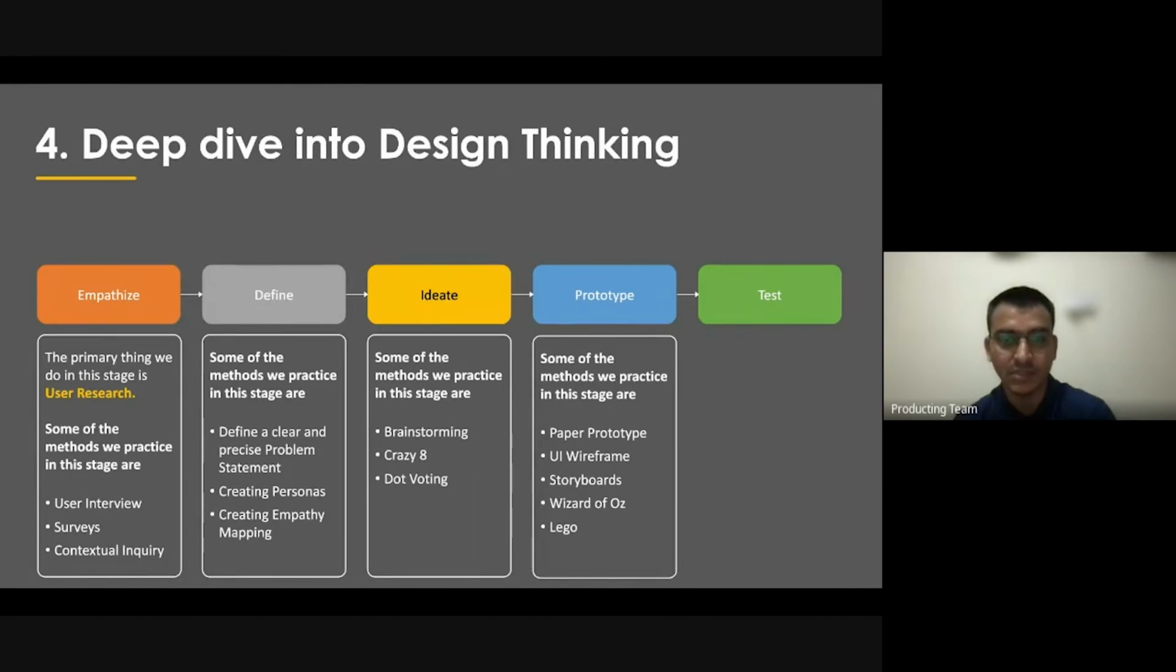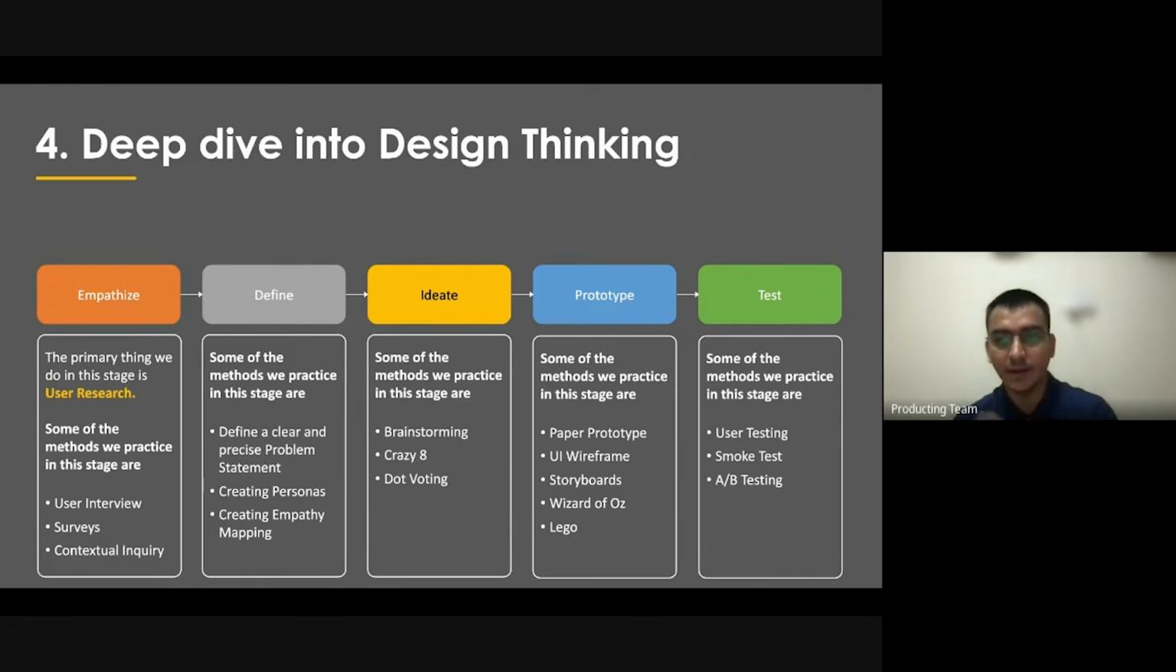You might know about this: UI, wireframes, storyboards, Wizard of Oz, or Lego. Sometimes, when you create a physical product prototype, you can use Lego. IDEO, as I told you, is a global design agency. They use Lego a lot because they're more focused toward physical products, so they use lots of Lego prototypes.